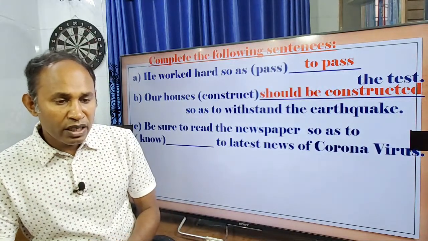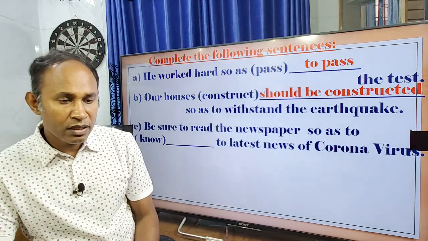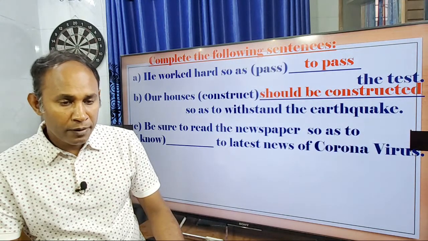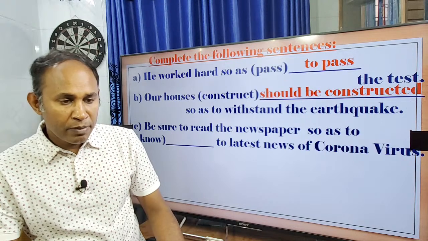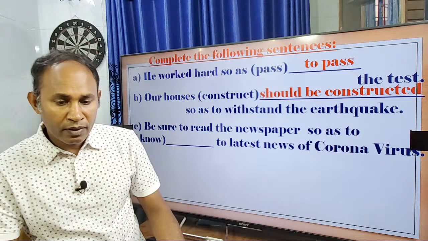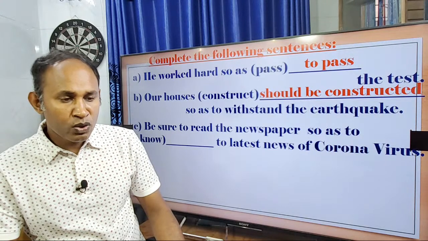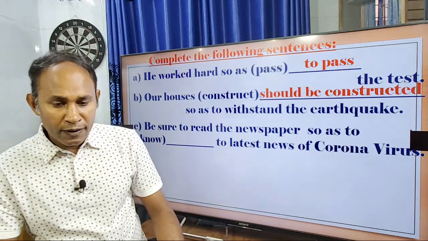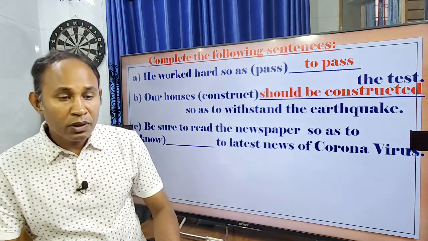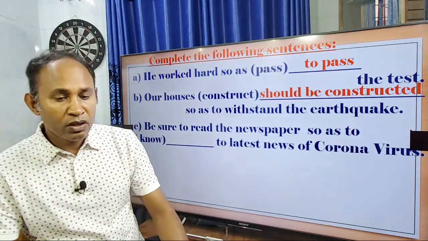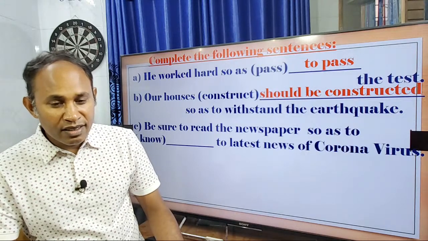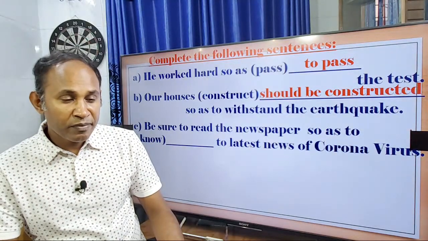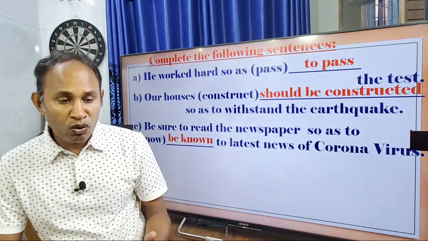So be sure to read the newspaper so as to know the latest news of coronavirus. Know the latest news of coronavirus. Be sure to read the newspaper so as to know the latest news of coronavirus. To will be omitted there. Exactly. So as to be sure, so as to be known. That's the right answer, and congratulations for this answer especially. I was actually confused that you may make a mistake there, but that's absolutely the right answer. Good, to be known.